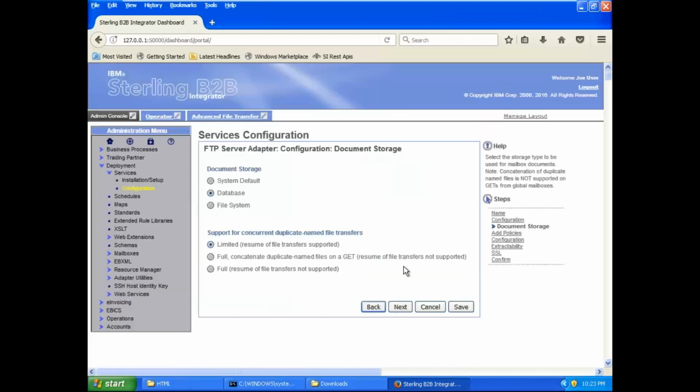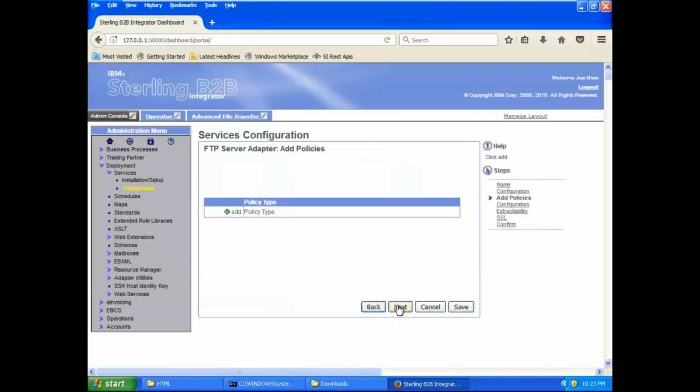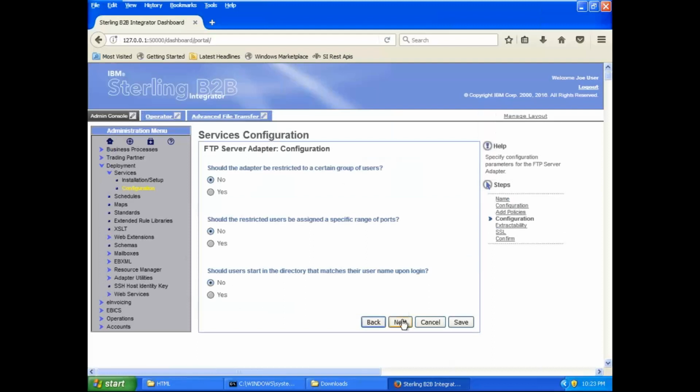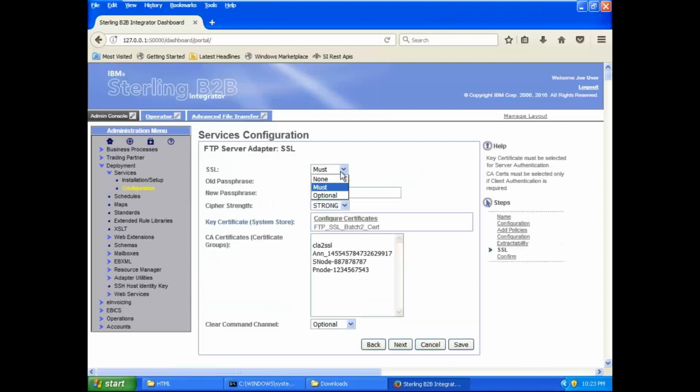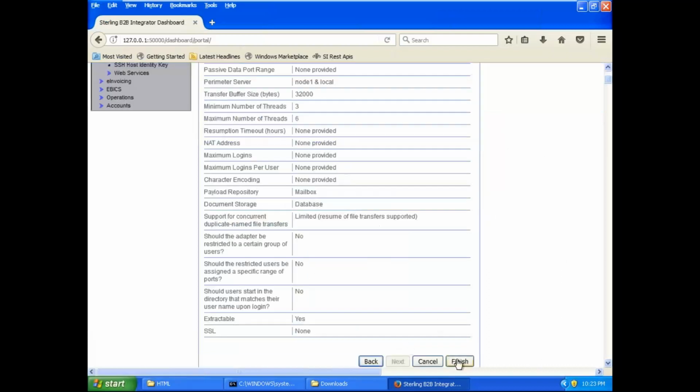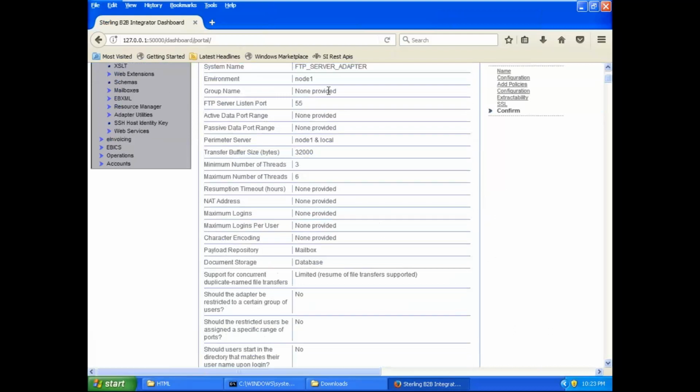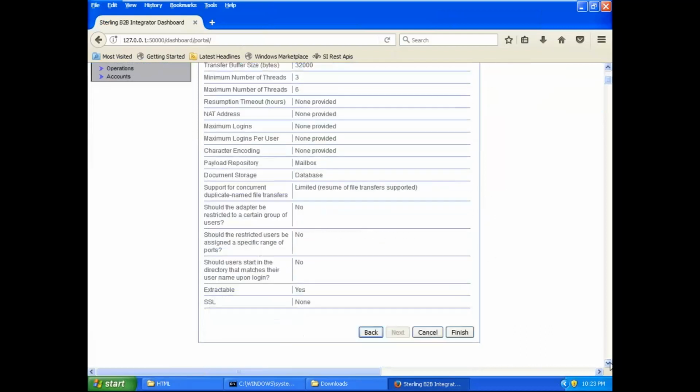Same 55. Okay, I want to make it FTP instead of FTPS, so it is on 55. Remember, it is on 55.